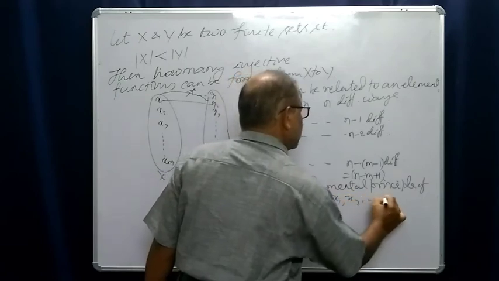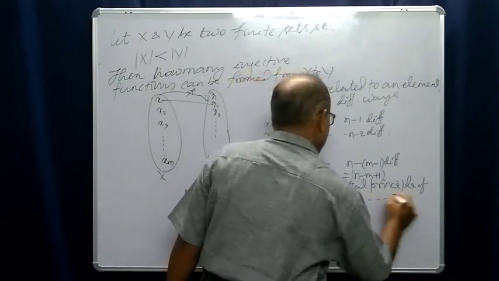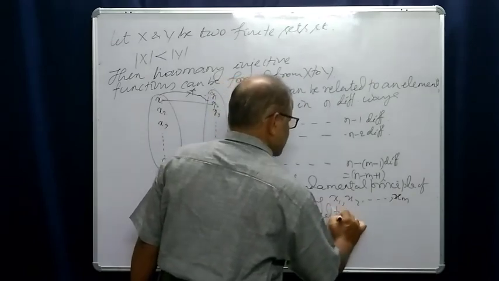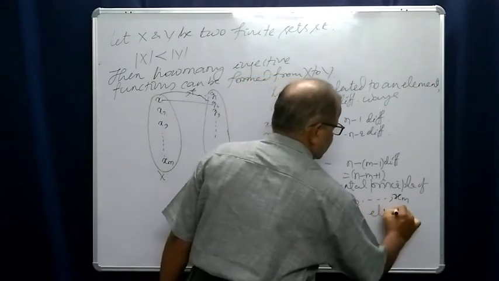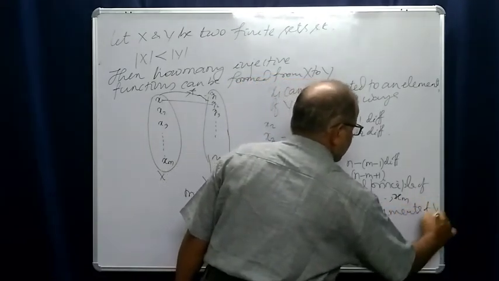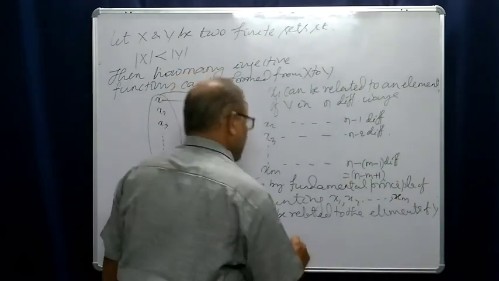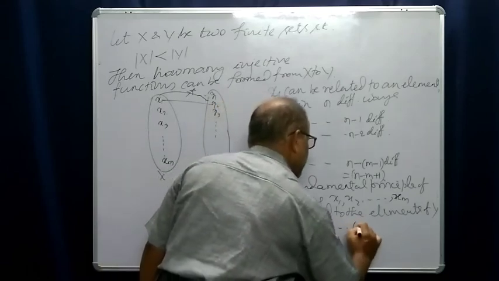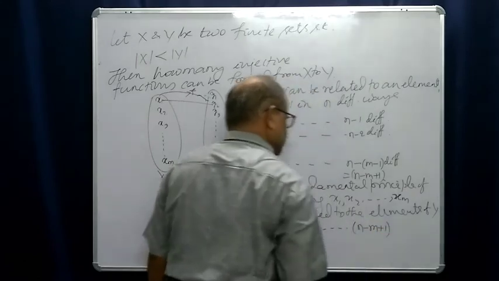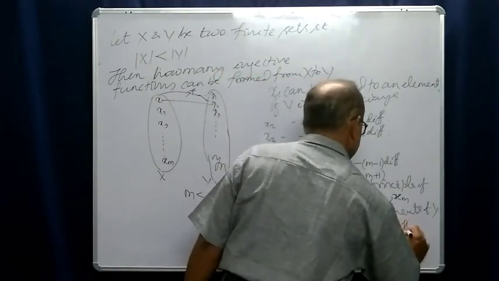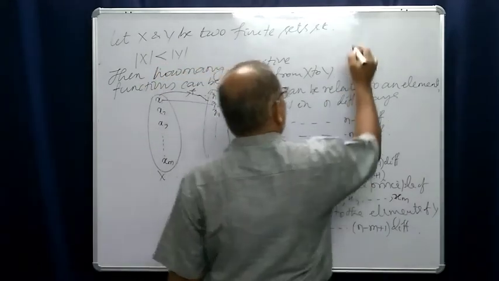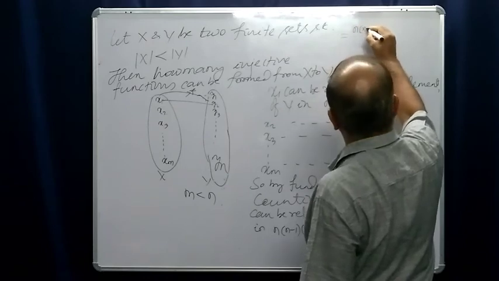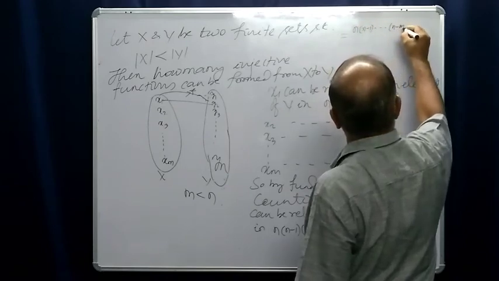x1, x2 up to xm can be related to the elements of y in how many ways? In n into n minus 1 into n minus 2 up to n minus m plus 1 different ways, which is equal to what? This is equal to, you can write, n into n minus 1 up to n minus m plus 1.